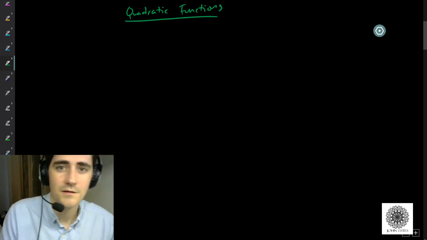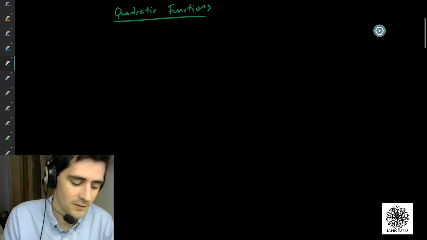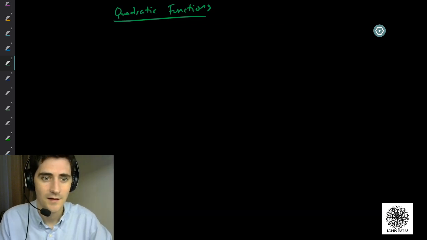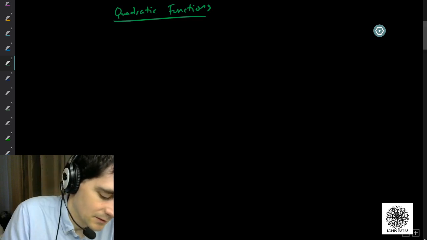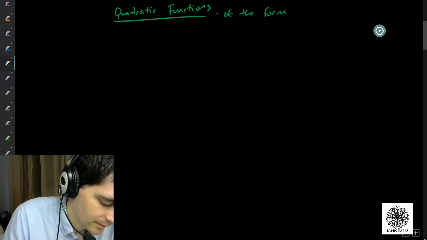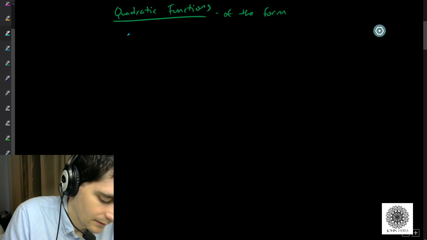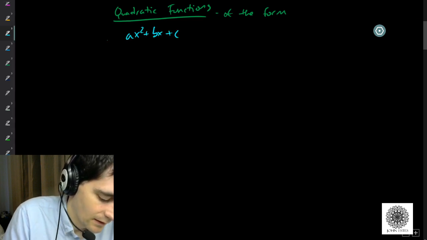And quadratic functions are the form where, well, we have a squared term. And we've dealt with quadratic equations a lot already, so we know this a little bit. Okay, so we say it's of the form ax squared plus bx plus c. And here we need f of x equals that.